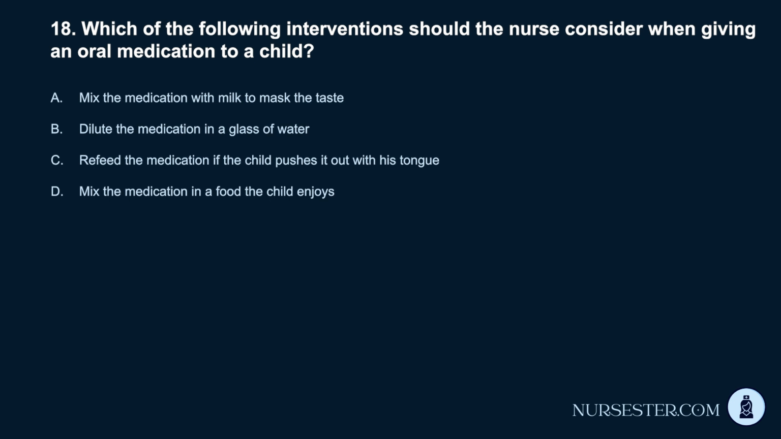18. Which of the following interventions should the nurse consider when giving an oral medication to a child? A. Mix the medication with milk to mask the taste. B. Dilute the medication in a glass of water. C. Refeed the medication if the child pushes it out with his tongue. D. Mix the medication in a food the child enjoys. Correct answer: C. Refeed the medication if the child pushes it out with his tongue.